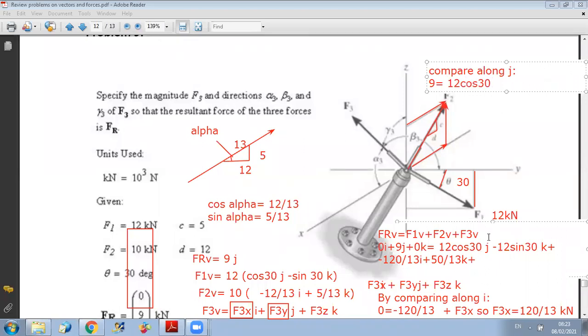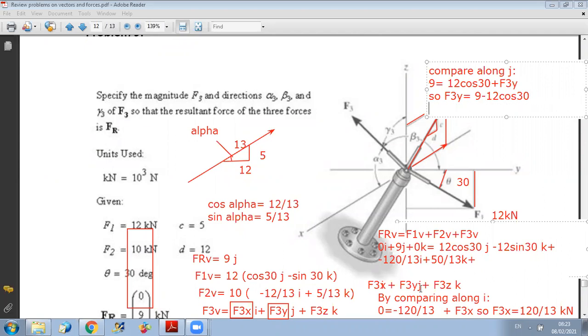The second term is plus f3y, okay? So the only unknown in this equation is f3y. So f3y is equal to 9 minus 12 cosine 30. So I found my second unknown.